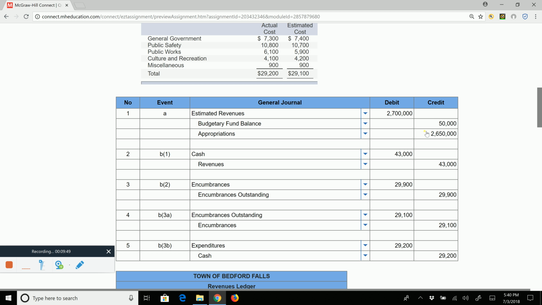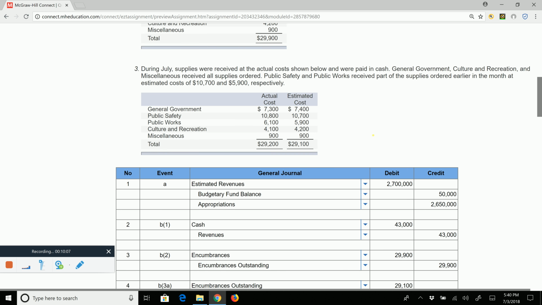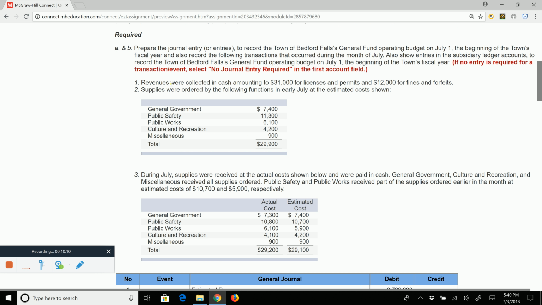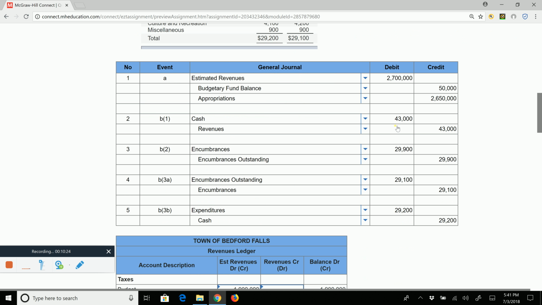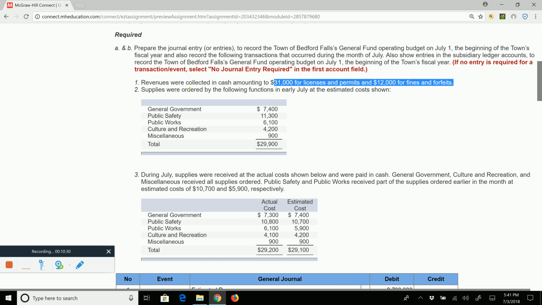Once again, remember, this journal entry is recorded at the beginning of the year so we can keep track of the available balances, simply the difference between budget and actual. That's important, and that's the main reason why we record the budget. All right, so that's step number one. Step number two, we collected revenues. So now we're starting our actual activity. We collected $31,000 in licenses and permits and $12,000 in fines and forfeits. That's a total of $43,000. Journal entry: debit cash, credit revenues. Very easy.